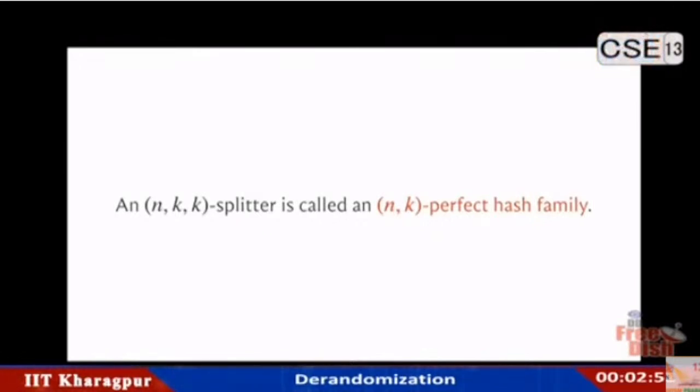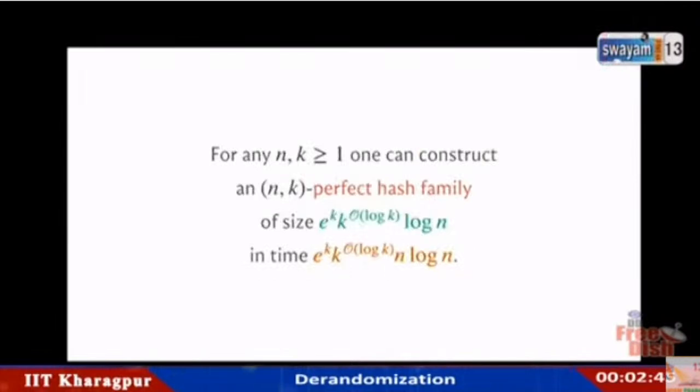Now, I will not be getting into the details of how this composition is done, but I will state the result for you. What you get once you go through this process is an n,k perfect hash family of size e^k times k^O(log k) times log n. Now, if you notice, what we had previously was a random experiment, and the cost of boosting the success probability was e^k. So we wanted to repeat our experiment e^k times to get our error probabilities down to a constant. Now, instead of doing that, you replace that whole process with just this one giant for loop over all the functions in your n,k perfect hash family.